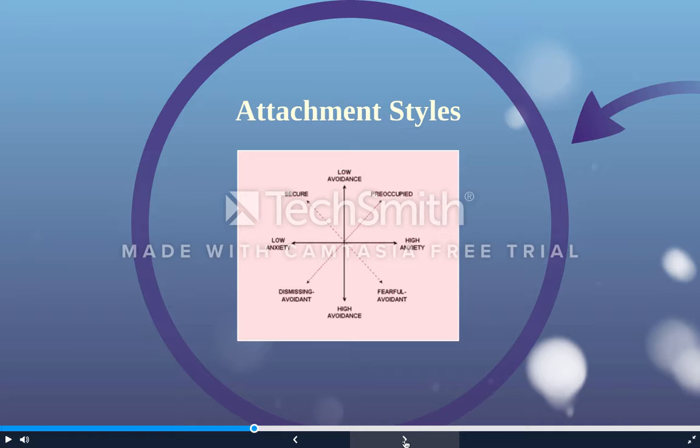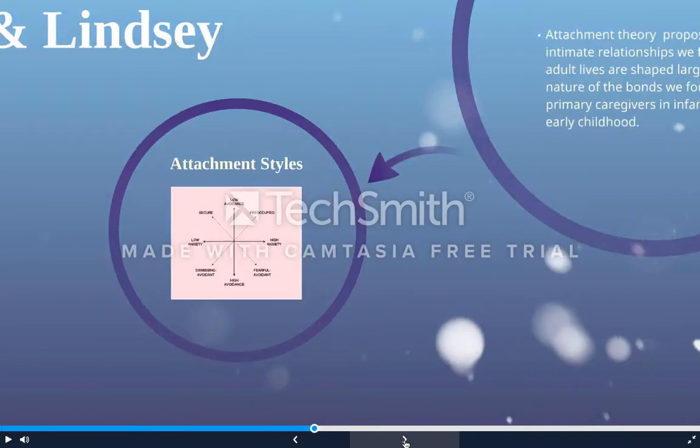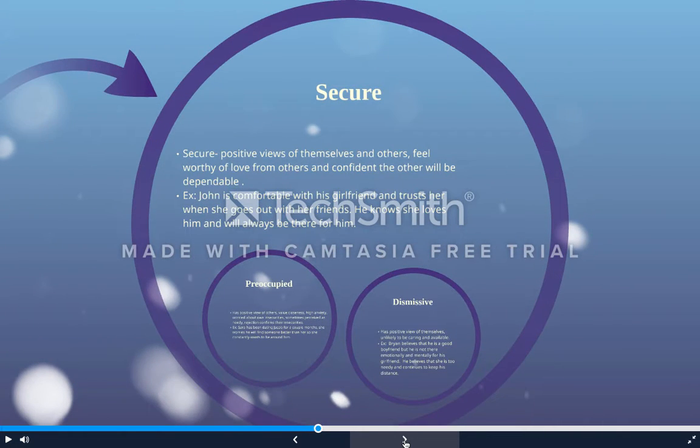Let's first take a look at the secure attachment style. Secure attachment is when an individual holds positive views of themselves and others. They also have feelings of worthiness and love from others, and confidence that the other will be dependable.